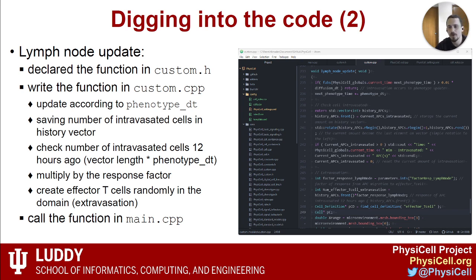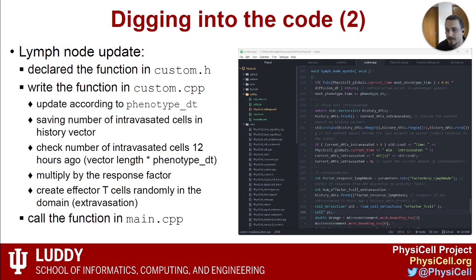That history vector will store the cells intravasated at each time. We define that vector as 12 hours. So we define one vector whose length is able to store 12 hours, and store all the intravasated cells at each phenotype time step. After storing them, we rotate that vector for the next time step, and check whether the old position of that vector, which represents 12 hours ago, has some cells for extravasating.